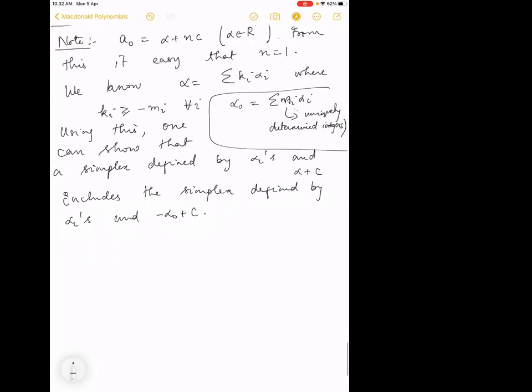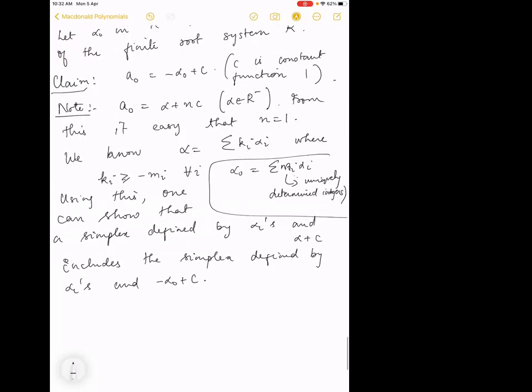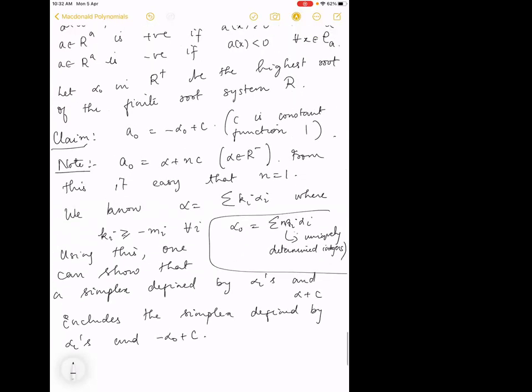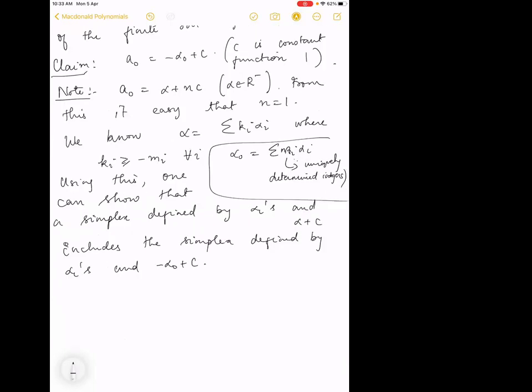I will take it up from here next time. I have basically explained what an alcove is, and we have determined what the walls of this alcove look like. So from here, I will define what the affine and extended affine Weyl groups are next time.